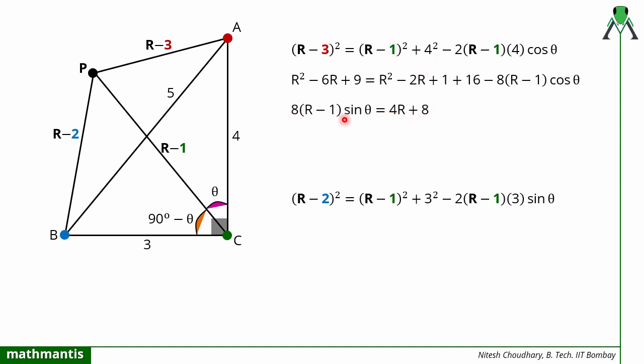So from here I can see that the cos theta value I can find. Divide by 8, it will become r plus 2 upon 2 multiplied by r minus 1. Take common 4 here, that will cancel out 8, so that will become 2 here. Similarly, we will do the calculation here.